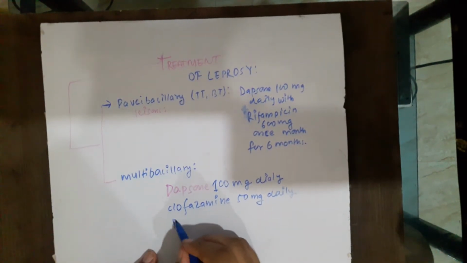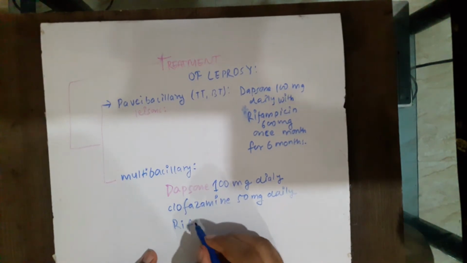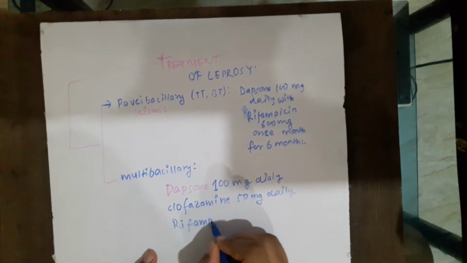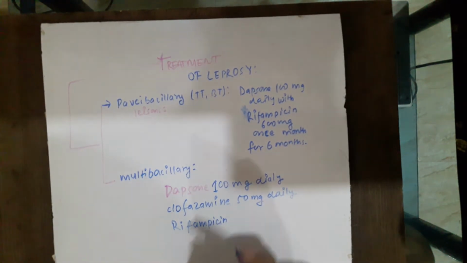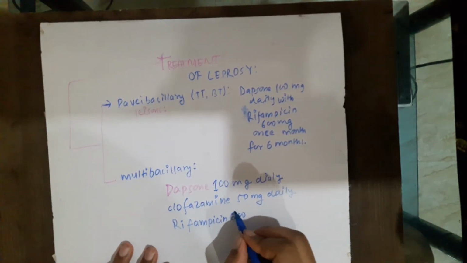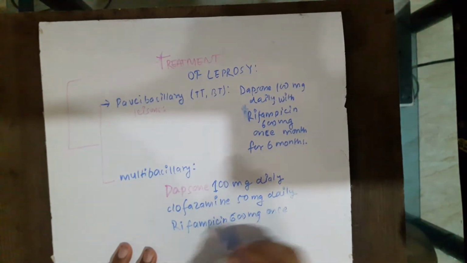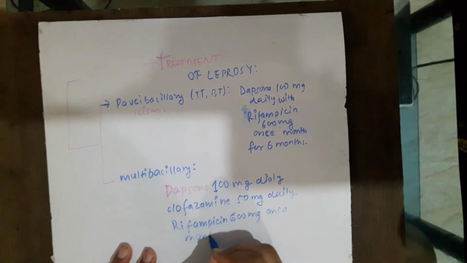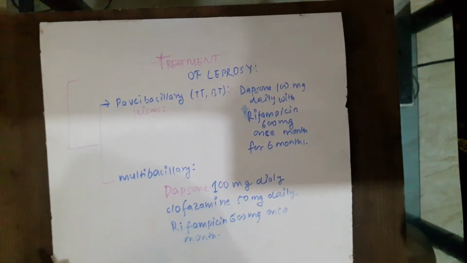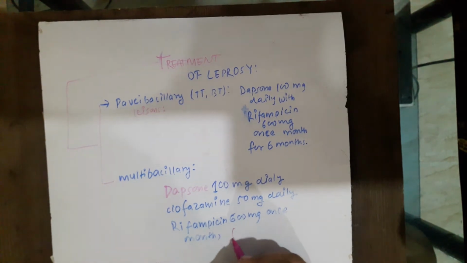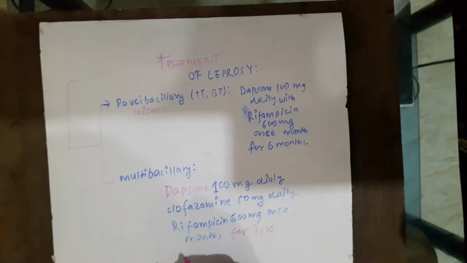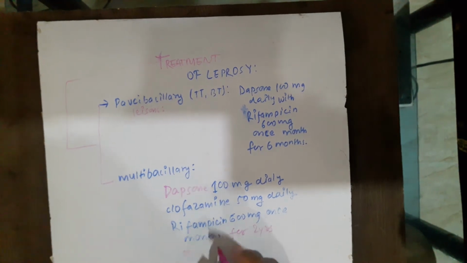and rifampicin 600 mg once a month. The duration in case of multibacillary is long. The medication is continued either for 2 years or until the smears become negative.